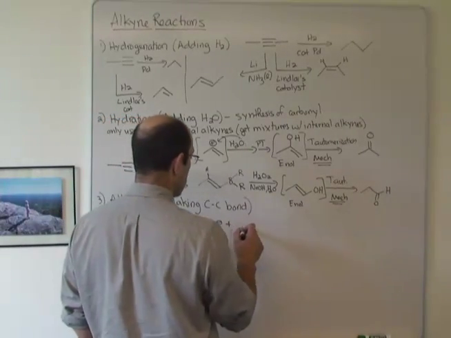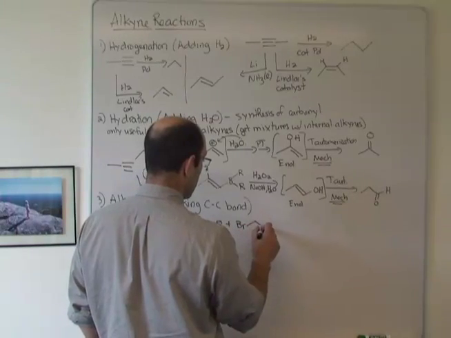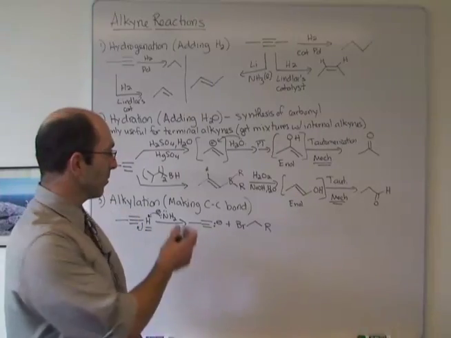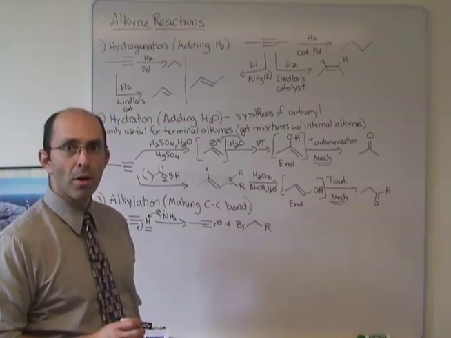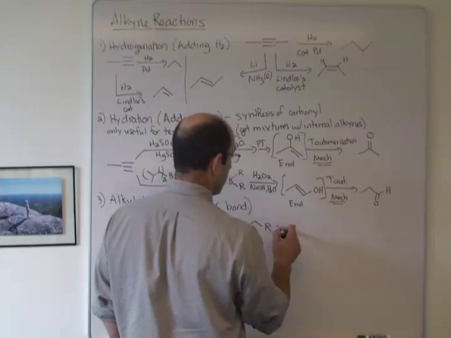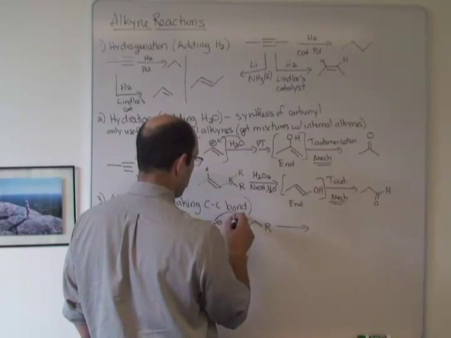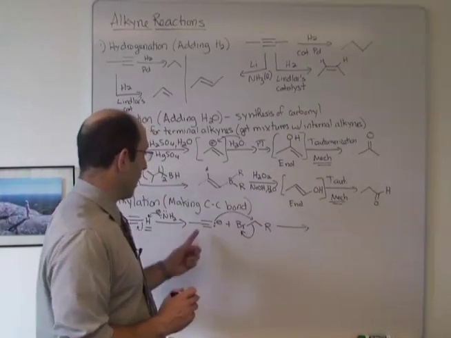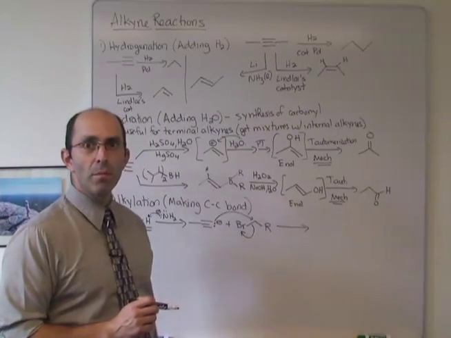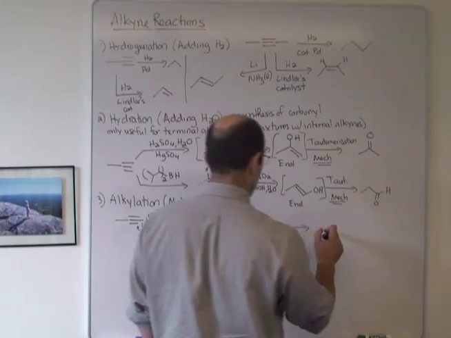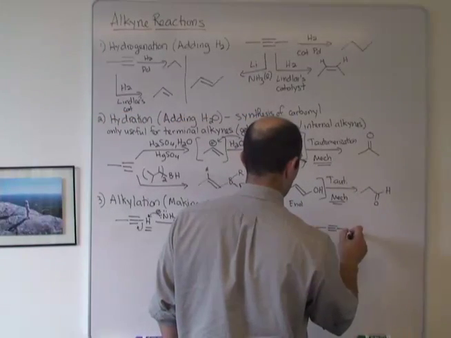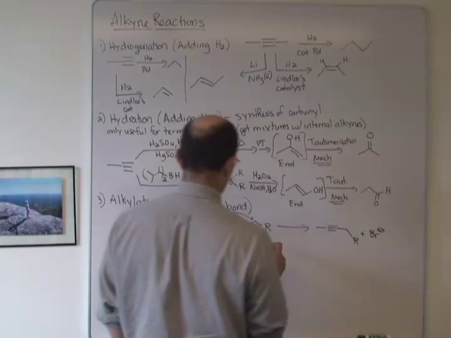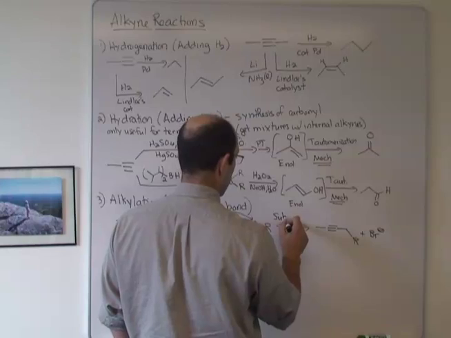If we react this with some sort of primary alkyl halide, in this case I'm showing a primary alkyl bromide, we can do a substitution reaction, right? So we can do something like that where the alkyne substitutes for the bromine. Br minus is a very good leaving group. So we would get a substitution reaction.